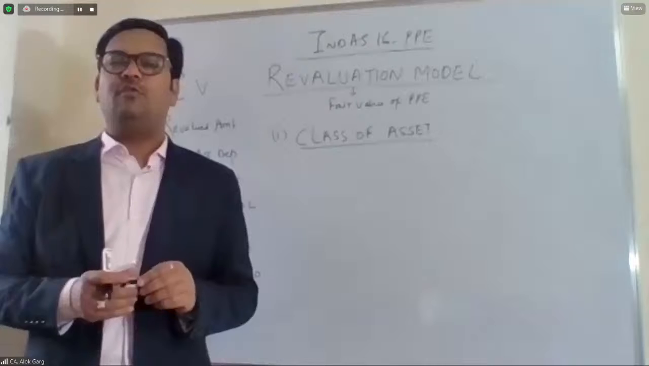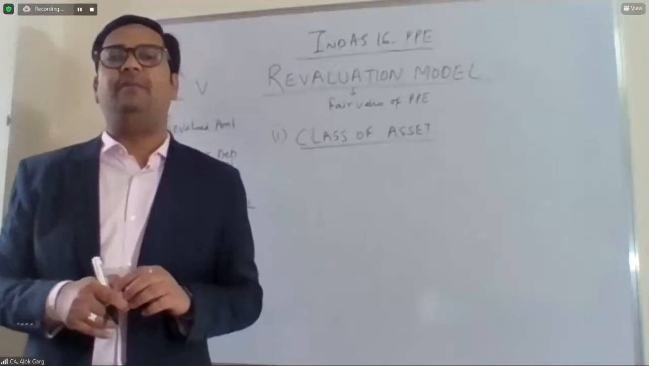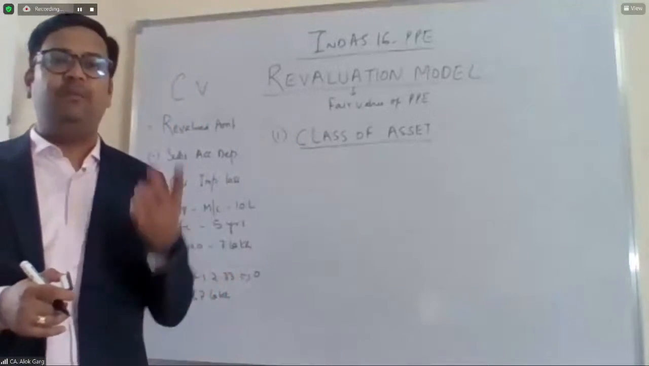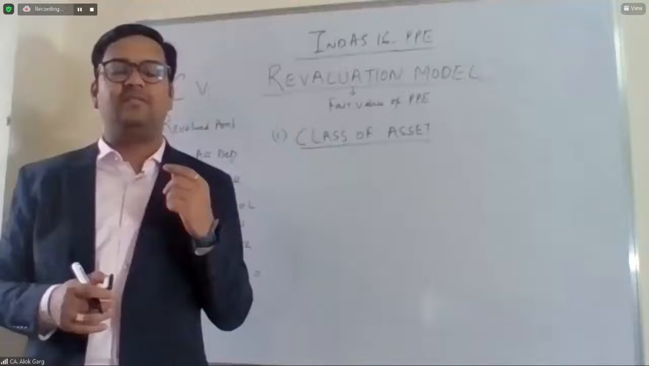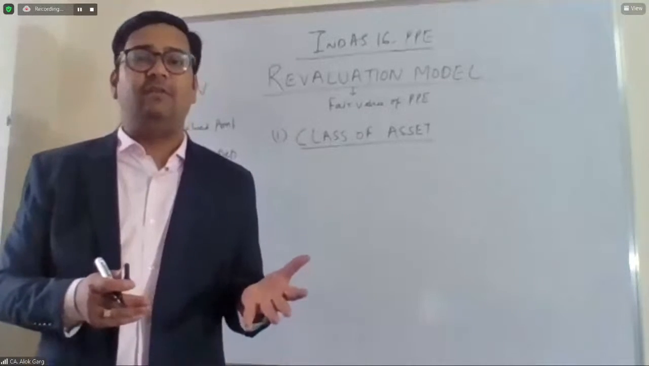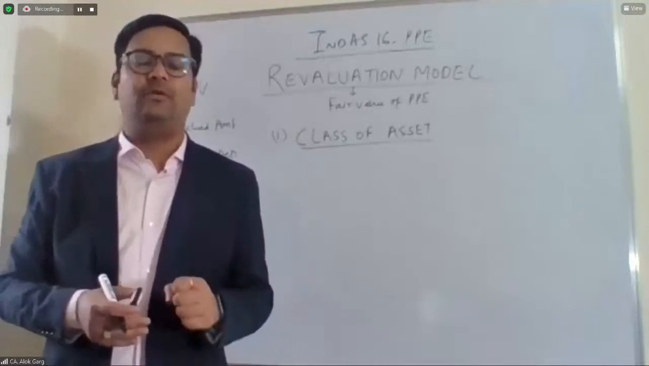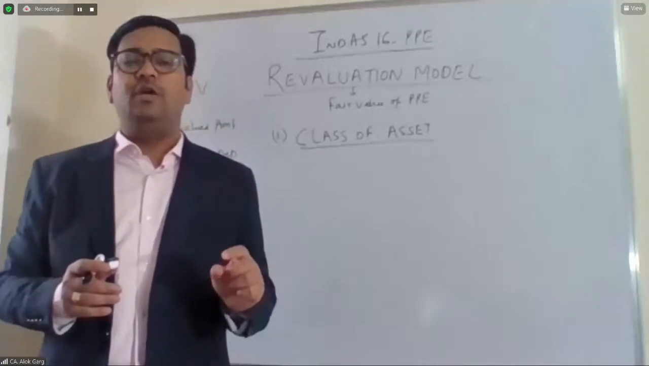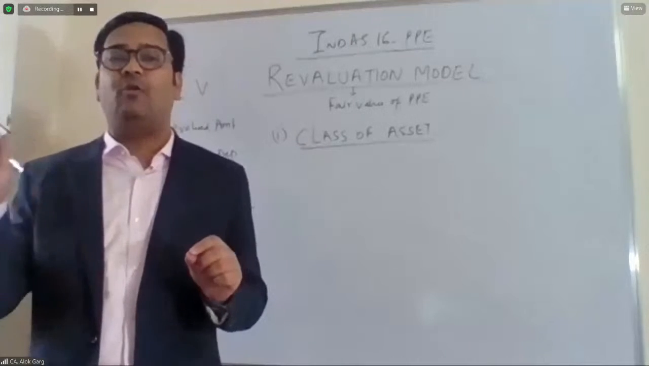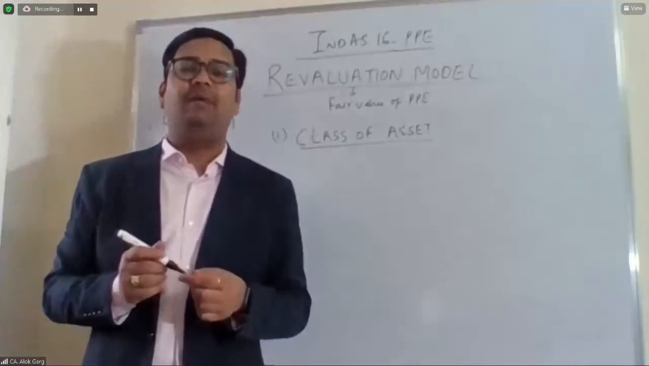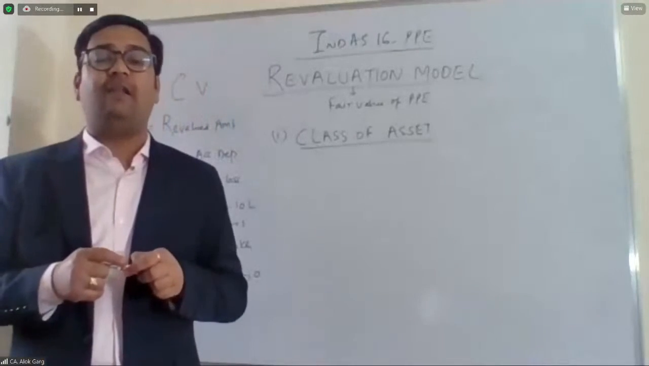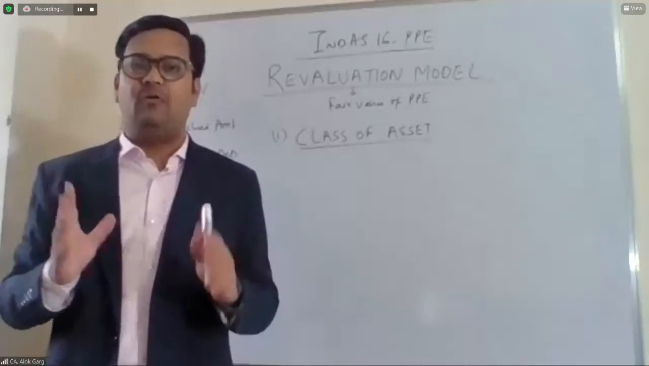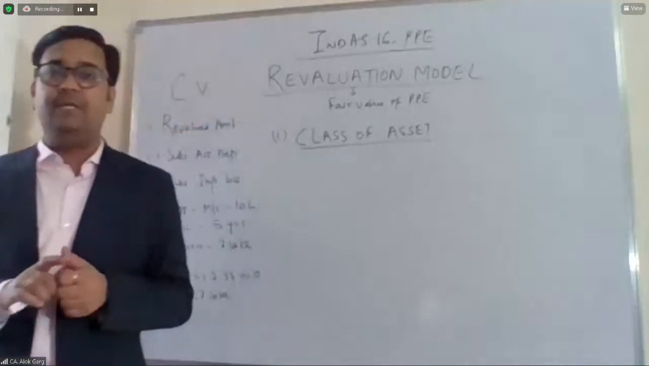So for example, a company has a factory building. There is a textile company which has 3 factory buildings. One is at Bhilwara, the second one is Coimbatore, and the third one is in Bangalore. And the company wants to do the fair valuation of only the Bangalore factory building, but does not want to do the fair valuation of the Bhilwara and Coimbatore factory buildings. Is the company allowed to do so?